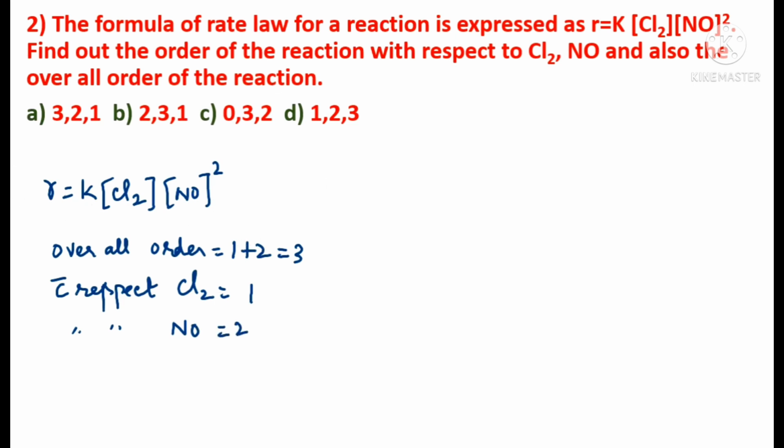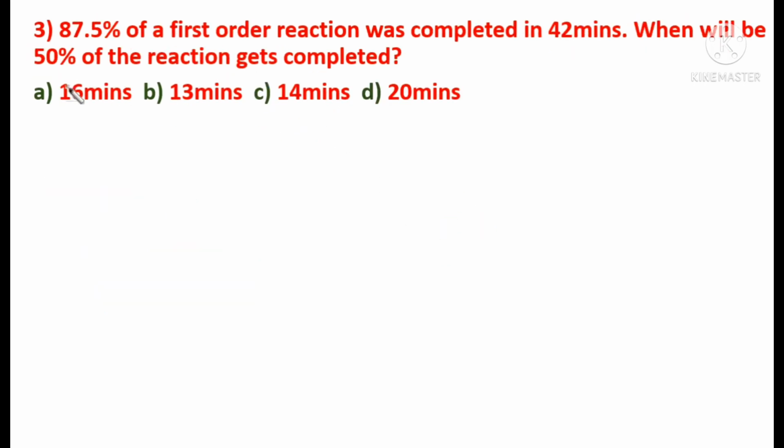So what could be the answer? What is the first question asked here? Order of the reaction with respect to chlorine. It is 1. Next, with respect to NO, it is 2. The overall order is 3. Which option has this answer, 1, 2, 3? It is D, is it not? So option D is correct. Understood, students?